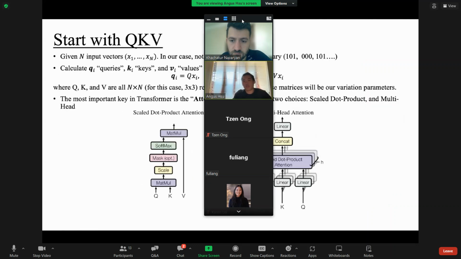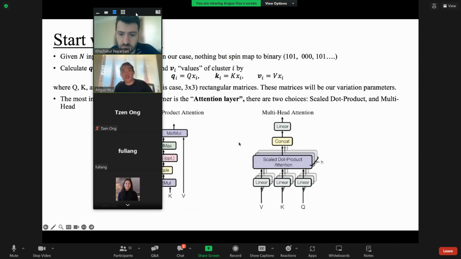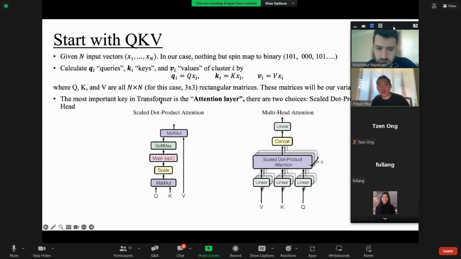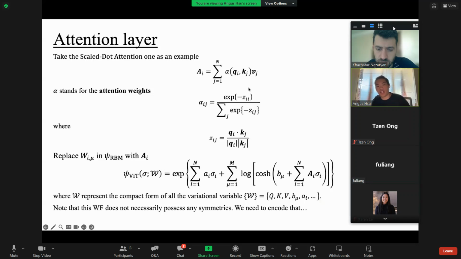So let me go through this slide. What do I mean by head? This is the head. This is just a single head. The single head is what I did here, a Q dot K times V.